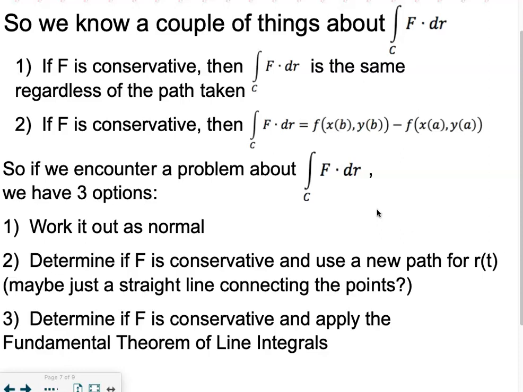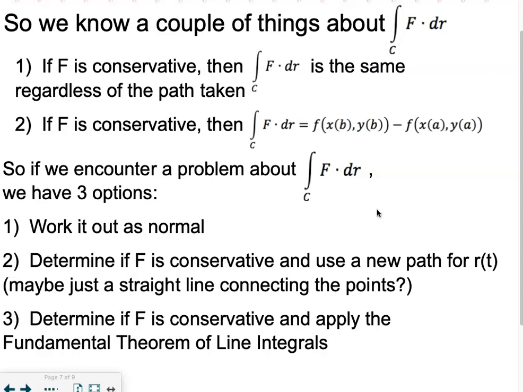So here's the thing. If we have an f dot dr integral, then we know that if the vector field is conservative, then this integral is the same regardless of the path taken. We also know if the vector field is conservative, then this integral also equals the potential function from A to B, basically. So if we encounter an f dot dr problem, you have three options. You can actually find f dot dr, like you can do it. Do the dot product of f and r prime, with respect to t, and you'll be good.